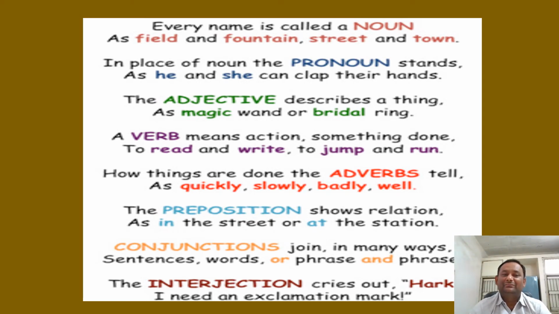Every name is called a noun, as field and fountain, street and town. In place of noun, the pronouns stand, as he and she can clap their hands. The adjective describes a thing, as magic wand or bridal ring. A verb means action, something done, to read and write, to jump and run. How things are done, the adverbs tell, quickly, slowly, badly, well. The preposition shows relation, as in the street or at the station. Conjunctions join in many ways, sentences, words or phrases and phrases. The interjection cries out, "Ha! I need an exclamation mark." So friends, in this poem all 8 parts of speech are shown to us.